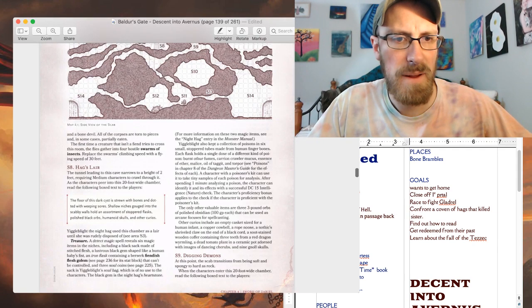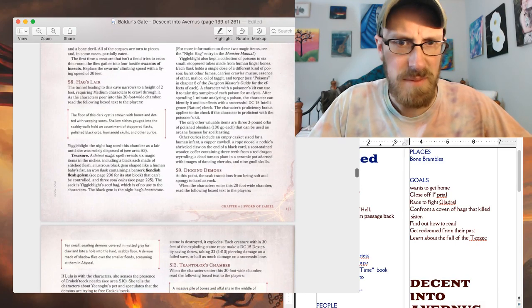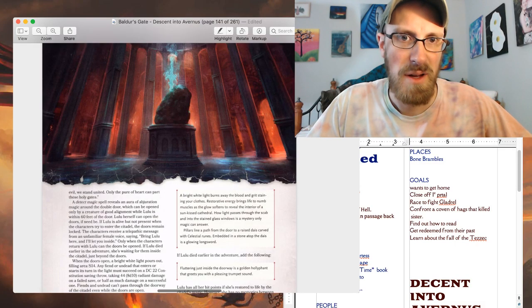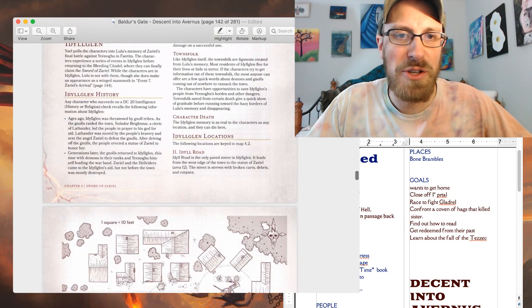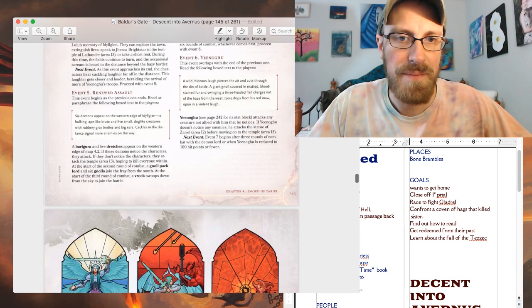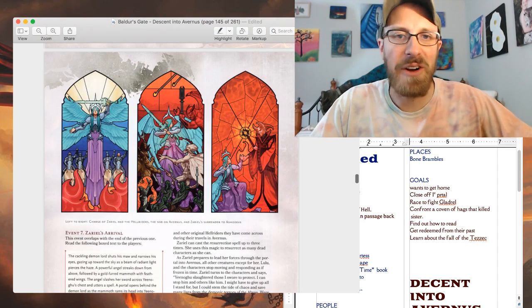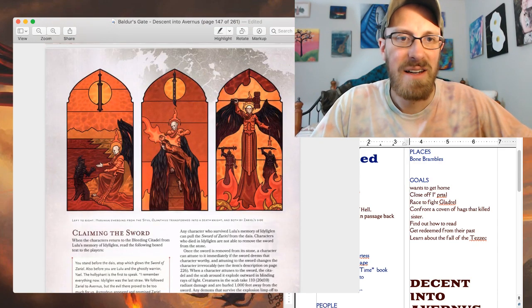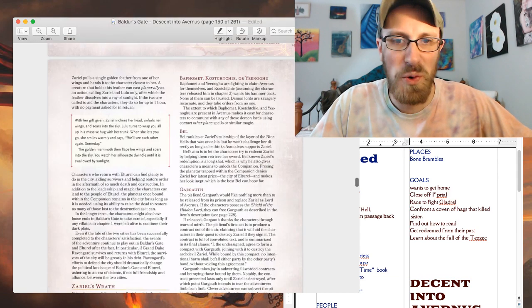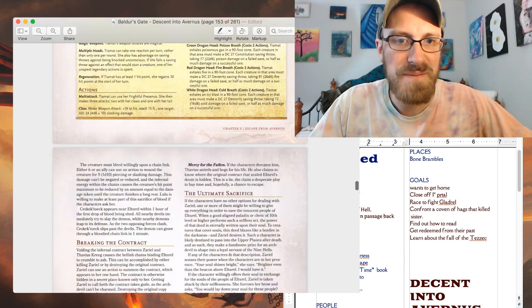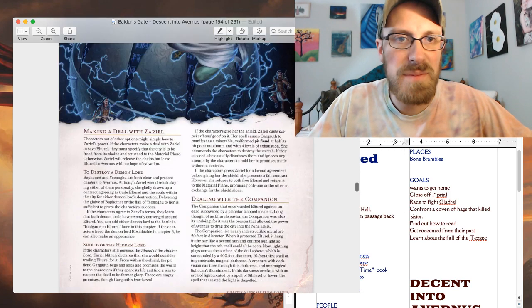The Hag's Lair. Ooh. I'm probably going to use the whole Bleeding Citadel, just because, look at this art. Like, look at these, oh man. It's just too cool not to use. Alright. Making the deal.